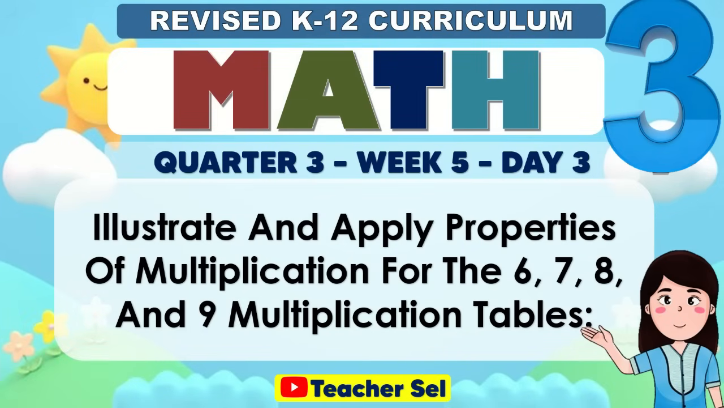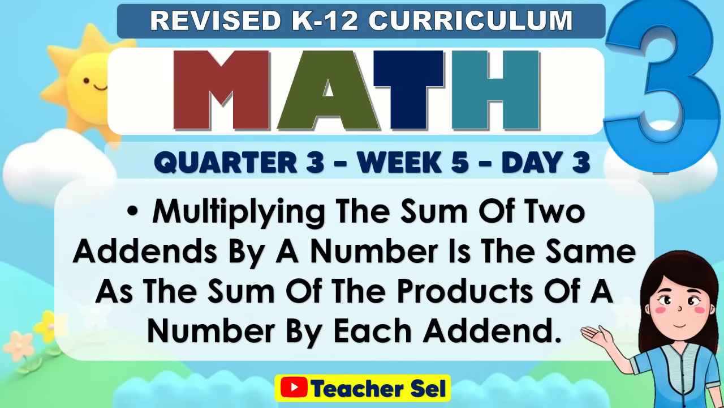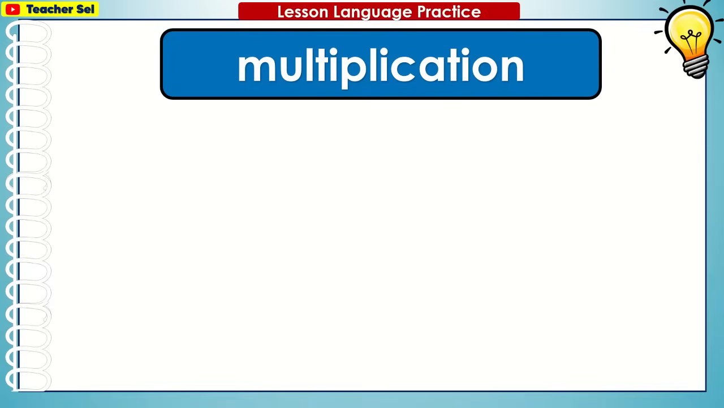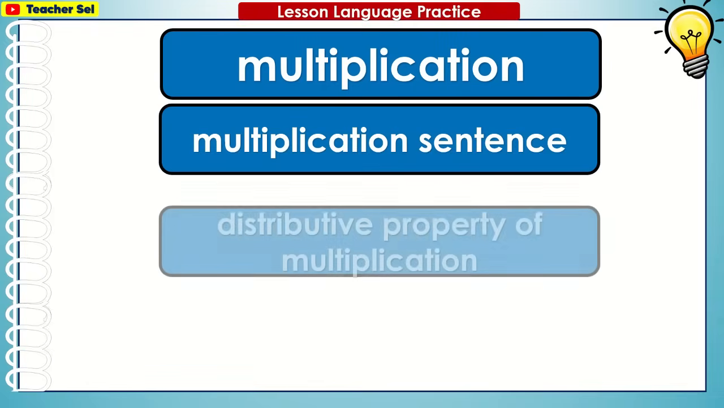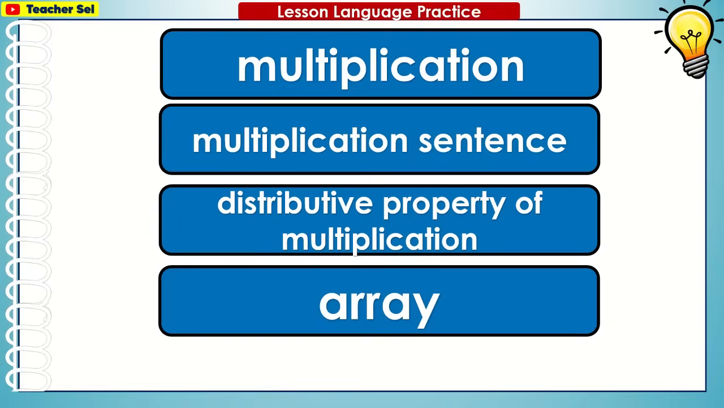For day 3, illustrate and apply properties of multiplication for the 6, 7, 8, and 9 multiplication tables. Multiplying the sum of two addends by a number is the same as the sum of the products of a number by each addend. Multiplication, multiplication sentence, distributive property of multiplication, array.